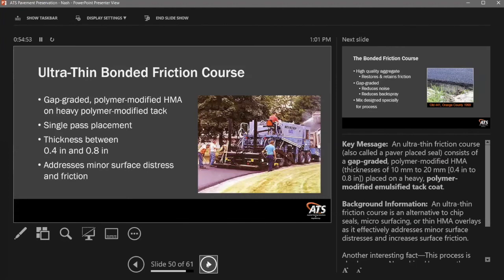One example of an ultra-thin bonded friction course that we have in a couple places in Florida is a gap graded mixture, with a polymer modified binder and a heavy polymer modified tack. So it's one paving train, a single pass, and it's all done at once. Your tack and your mix all get put down at the same time. Your thickness is between 4/10 to 8/10 of an inch, and it is used to address minor surface distresses and a lot of times friction.